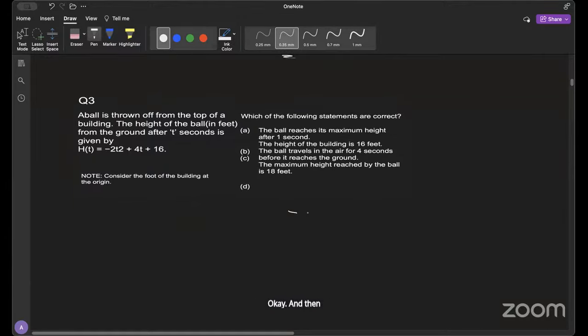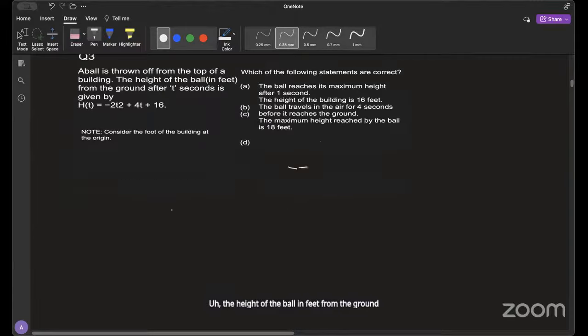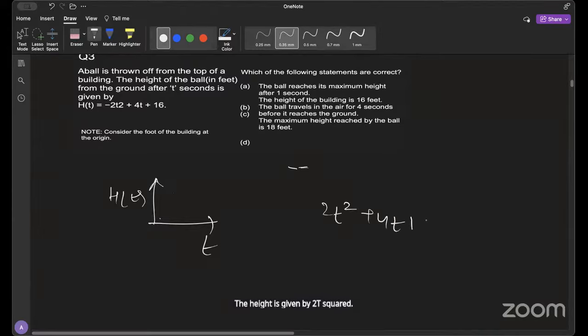And then we have this question. So there's a situation given where there's a ball thrown off from the top of a building. The height of the ball in feet from the ground after t seconds is, so this is your height here, and this on the x-axis has been its t, and then after t seconds, the height is given by 2t square plus 4t plus 16.